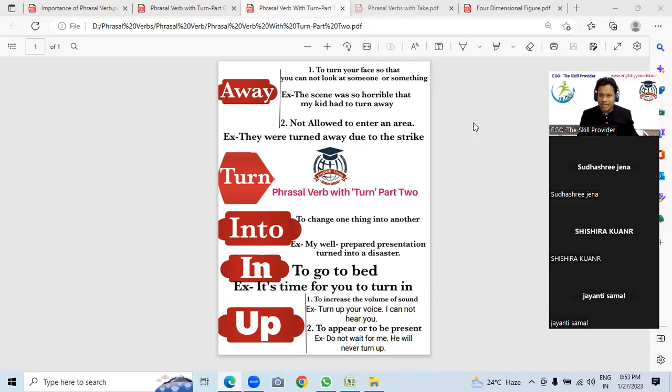Suppose there is a strike at school. What will happen? The students are turned away. That means they are not allowed to enter the school area. I have been turned away. Turned away means we are not allowed. There should be some authority who will tell you, don't come to office, there's a problem, there is a strike going on. So they have been turned away. That means they are not allowed to enter a particular area. That is called turn away. So turn away can be used in two ways. One is moving your face in such a way that you cannot see anything. The first one. And the second thing is that you are not allowed to enter an area. This is the second thing.